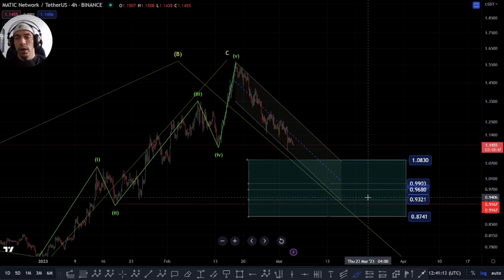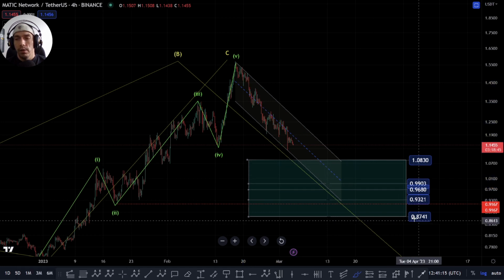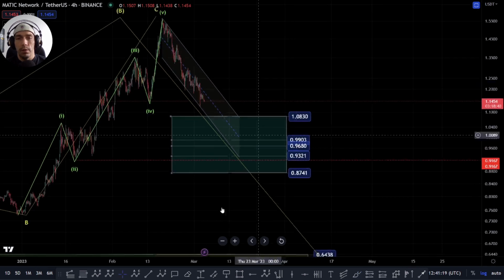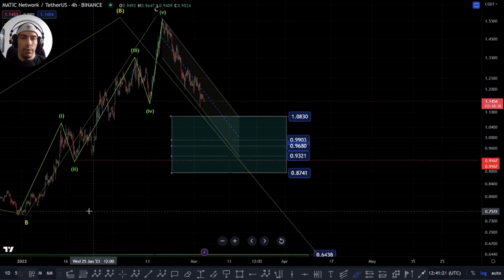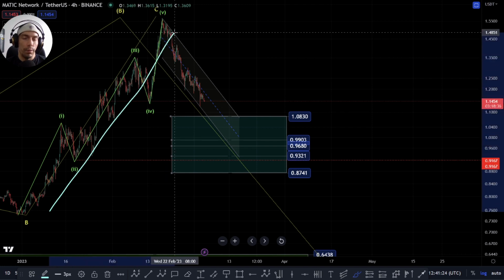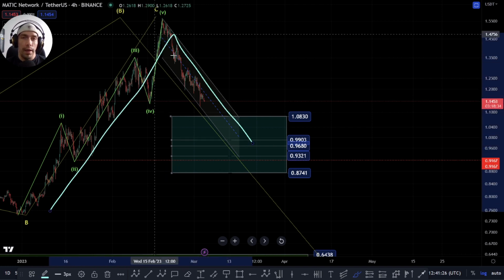So what we're looking for is, ideally, what we'd want to see is a nice three-wave structure develop down into this zone here of this $1.0830 to this 0.8741, and that would be looking for this to have some continuation here where this becomes a bigger 1, 2, or an A and a B.